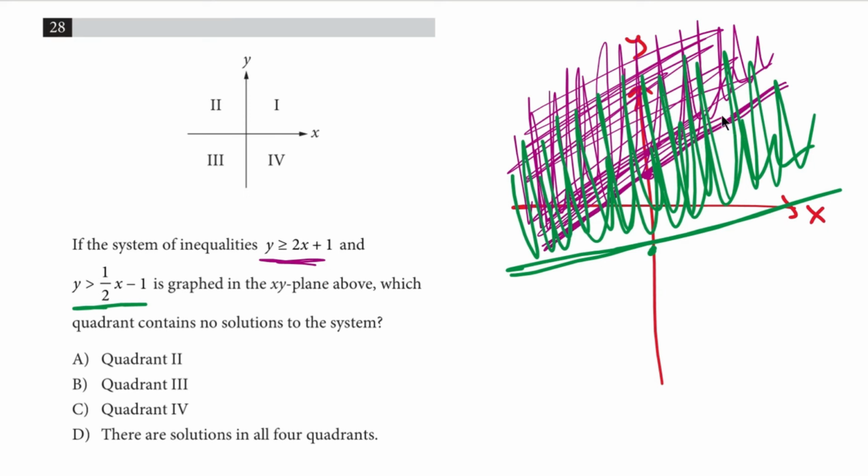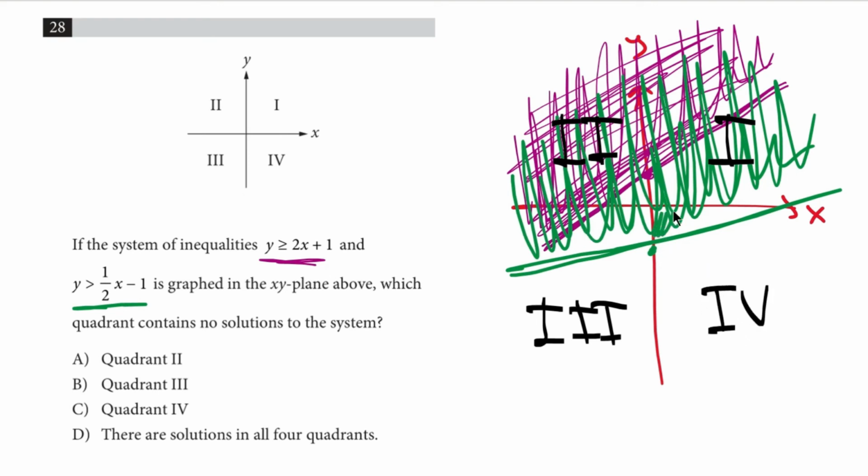So in quadrant number 1, we have both colors present. Now in quadrant number 2, we also have both colors crossing each other. In one portion of quadrant number 3, we also have solutions to that system of inequalities. But when it comes to quadrant number 4, we only have solutions to the second inequality right here. And therefore, quadrant number 4 is the region where no solutions to the whole system are contained. So quadrant 4 is the correct answer to this problem.